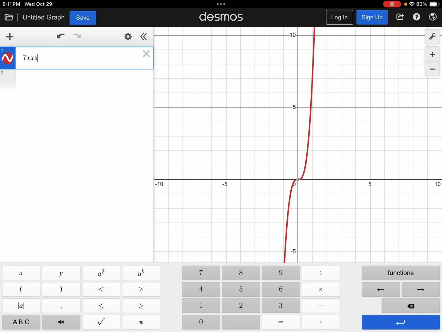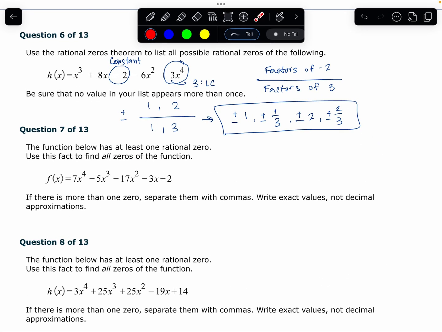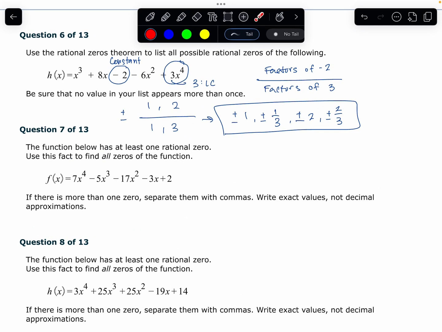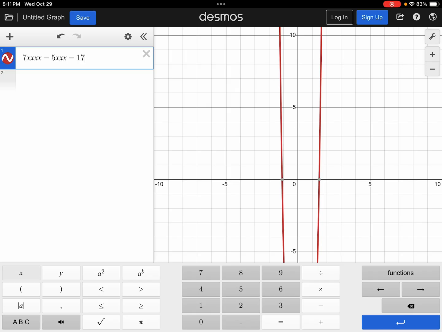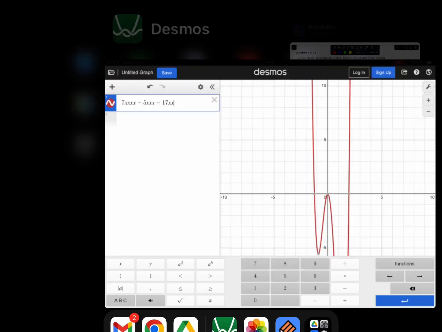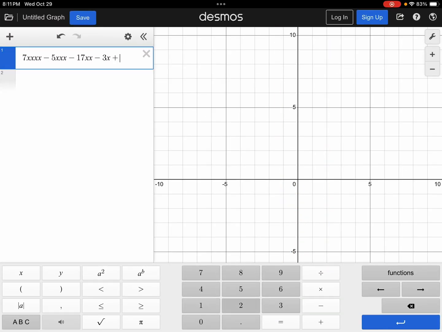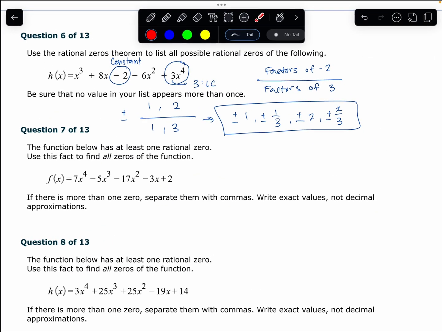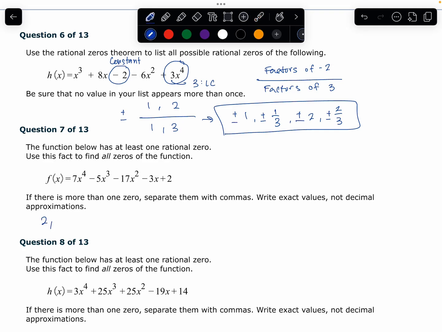So 7x to the 4th, and then minus 5x to the 3rd, then minus 17x squared, then minus 3x plus 2. Okay, hopefully I got this right. All right, perfect. So if I look at this right here, I see 2 and negative 1 are my rational solutions. The other ones are irrational. So let's start with 2 and negative 1. So for your solutions, you do have 2 and you have negative 1.